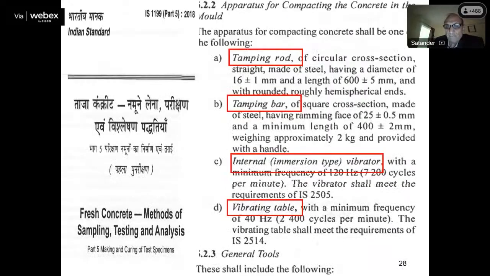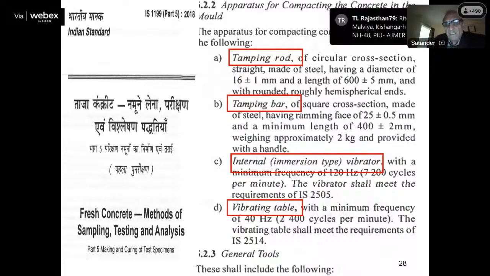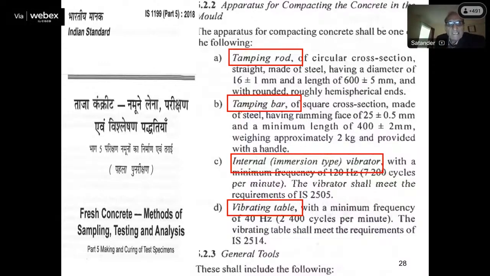Earlier we were facing a problem when casting cubes: whether to use a tamping bar, tamping rod, or needle vibrator. Now this confusion has been avoided by the new code. IS 1199 is on fresh concrete. IS 516 is testing of hardened concrete. Both are 2020 or 2018 now. IS 1199 part 5 first gives you the specification. If you are using a needle vibrator, 7,200 RPM. If you are using a table vibrator, 2,400 RPM. If you are using a tamping bar, 25 square. If you are using a tamping rod, 16 dia.